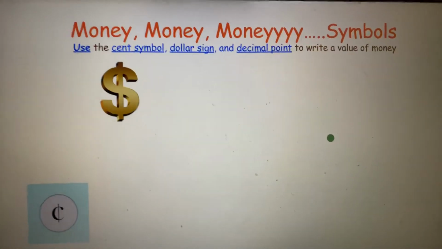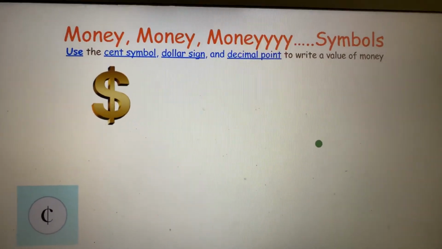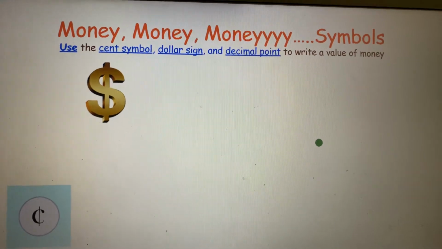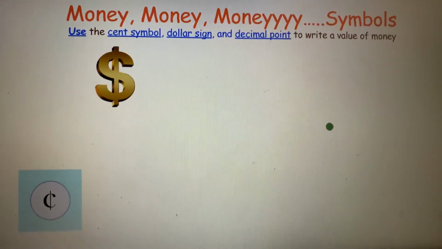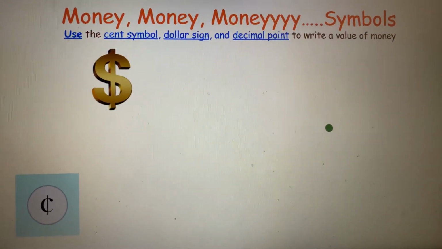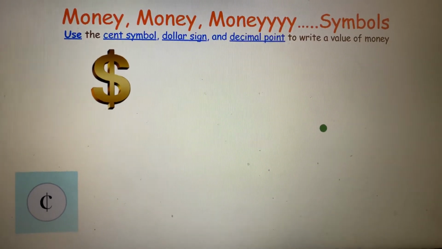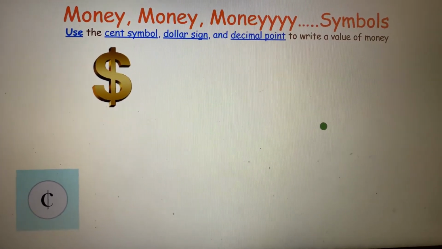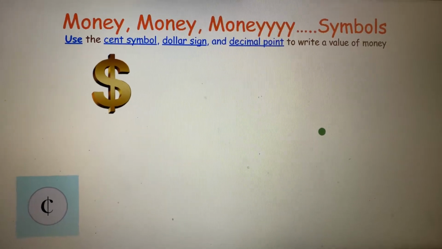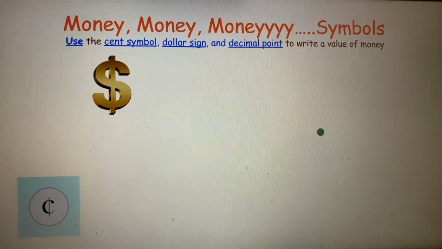Let me turn this around. All right, so money symbols. I tried finding the song, but I couldn't find it. So you'll have to listen to me sing it. In this video, we'll be talking about the use of the cent symbol, dollar sign, and decimal point to write the value of money.